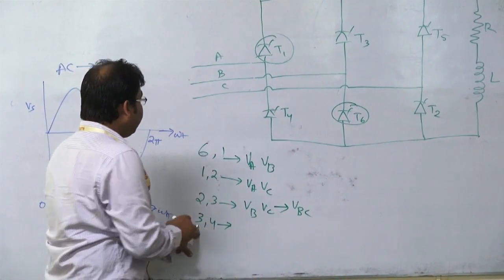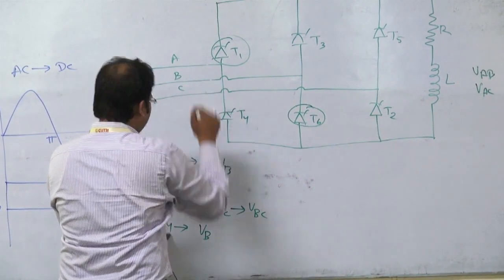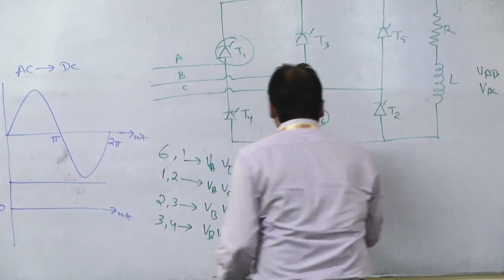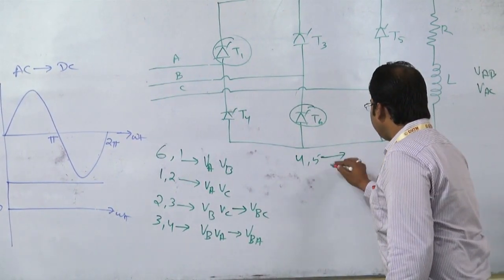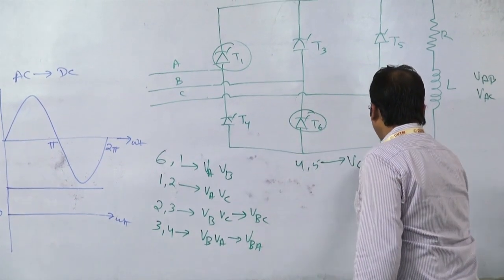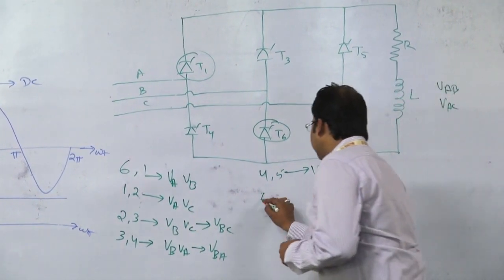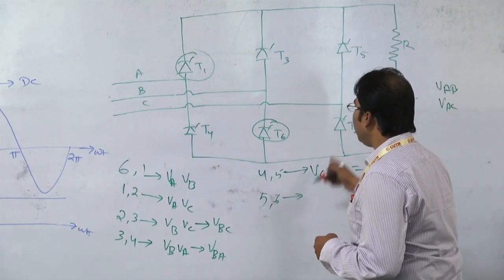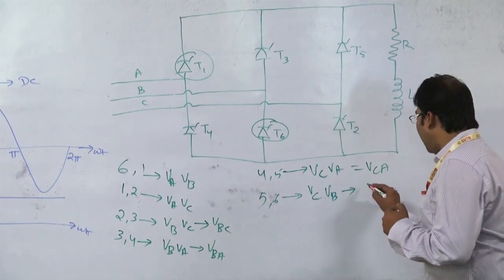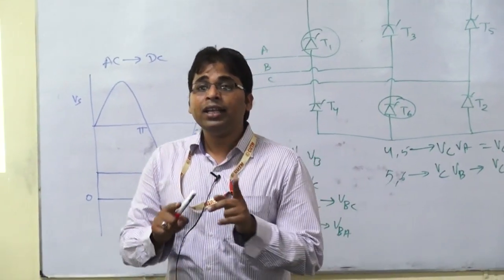Next 3, 4. T3 is connected to phase B and T4 is connected to phase A, so it will follow VBA. Similarly, next 4, 5. Which phases for 4, 5? 5 upper means VC and 4 is VA, so the output voltage will follow the line voltage VCA. Next 5, 6: for 5, VC and for 6, VB. So the output voltage will follow the line voltage VCB.